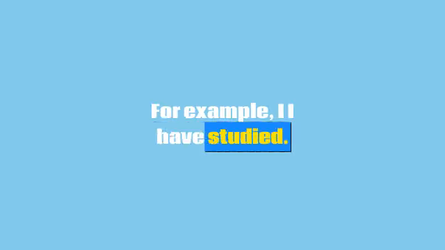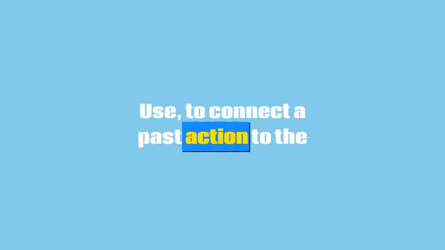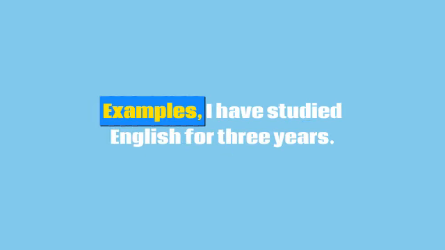3. Present perfect, for example, I have studied. Use: to connect a past action to the present, describing experience or current status. Examples: I have studied English for 3 years, my experience up to now. She has eaten breakfast already. They have never been to Mexico.